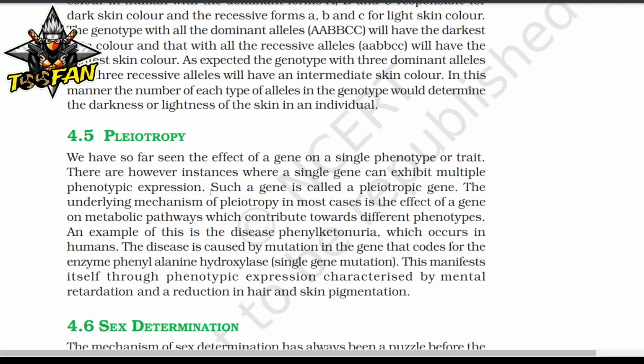Pleiotropy. We have so far seen that a gene affects a single phenotype or trait. There are, however, instances where a single gene can exhibit multiple phenotypic expressions. Such a gene is called a pleiotropic gene. The underlying mechanism of pleiotropy in most cases is the effect of a gene on a metabolic pathway which contributes towards different phenotypes. An example of this is the disease phenylketonuria, which occurs in humans. The disease is caused by a mutation in the gene that codes for the enzyme phenylalanine hydroxylase. It manifests itself through phenotypic expressions characterized by mental retardation and reduced hair and skin pigmentation.